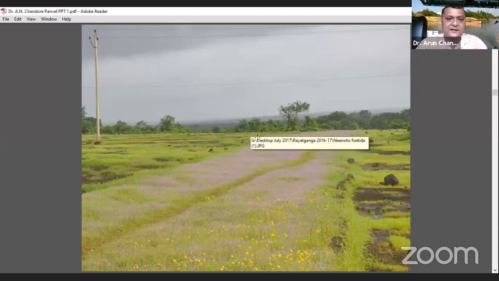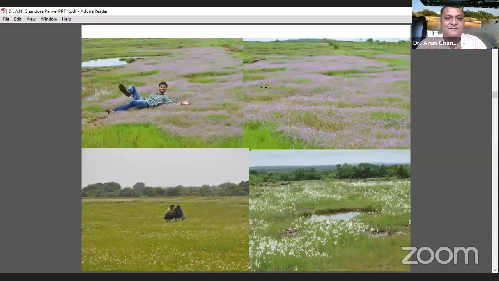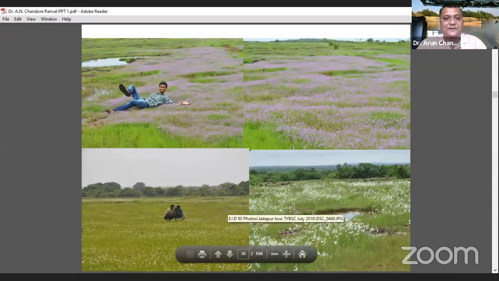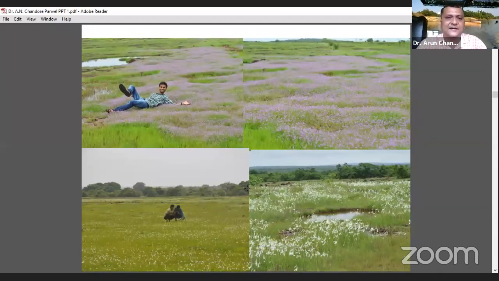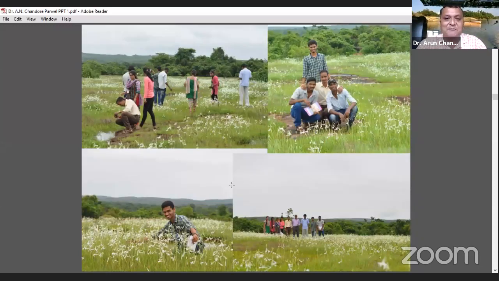Neanotis foetida. Then you see here my students enjoying on these plateaus. Here my BSc students during a study tour enjoying these plateaus. And here is another plant, Dipcadi concanense. This species was also described by Baker in 1850, and it is restricted only to the Konkan region. Then you see this beautiful plateau full of Dipcadi concanense with white flowers, restricted only to plateaus. And you see the beauty of the plateau due to this Dipcadi concanense.